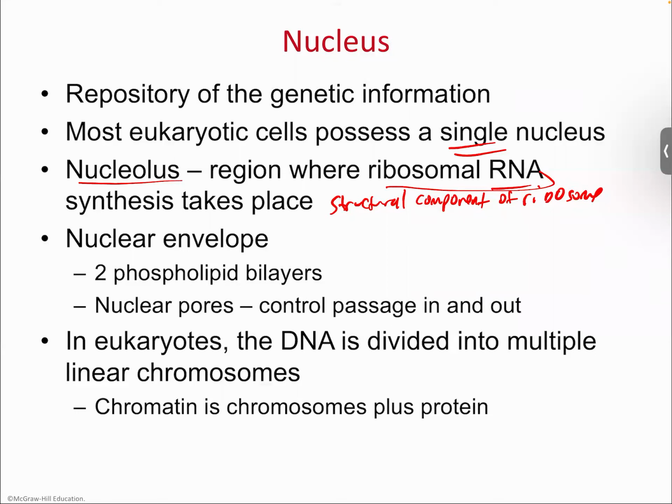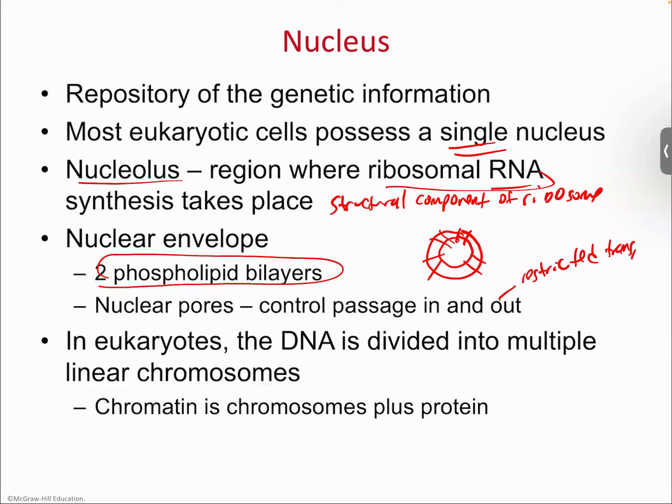And then it's all bounded by 2, not just 1, but 2 lipid bilayers, a nuclear envelope with an inner and an outer layer. And then within that, you have nuclear pores. So you have a nucleus with 2 membranes, and then you have pores in them to allow passage of molecules into and out of the nucleus. But remember, this is restricted passage. So not just anybody can get into the nucleus. If you're in the nucleus, it's because you got something to do there. You don't just get to blow on in there, right?